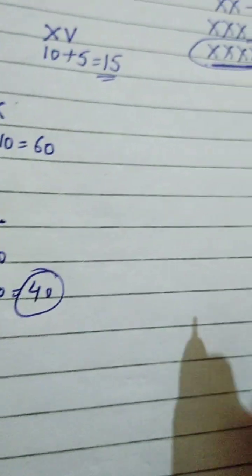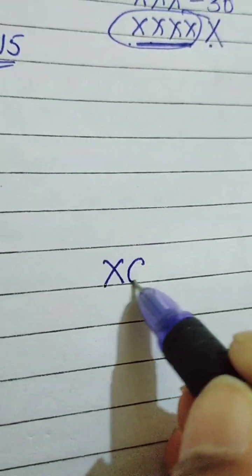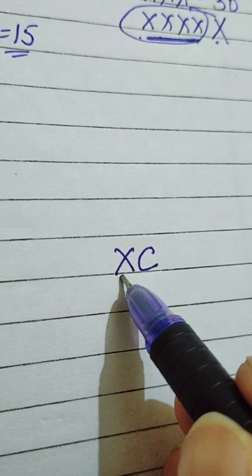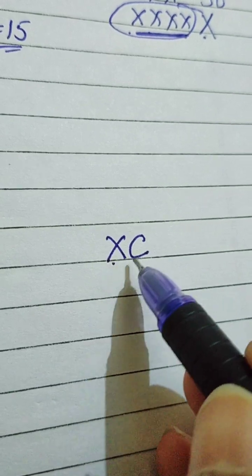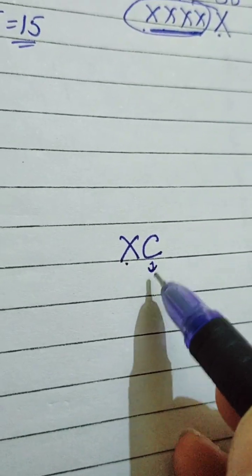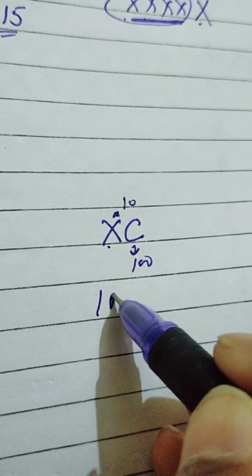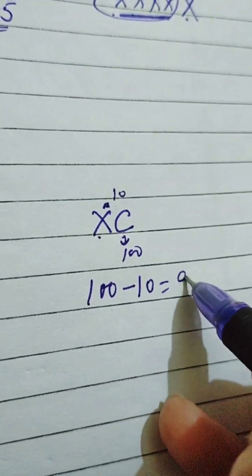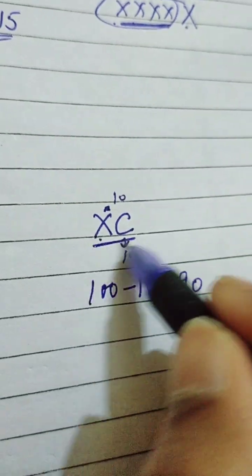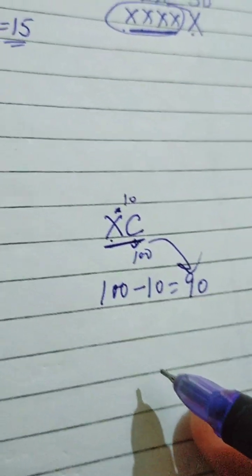Yes. If I am writing XC, the smaller number is on the left hand side, so these both will be subtracted. C means 100 and X means 10, so 100 minus 10, this is 90. So XC means 90.